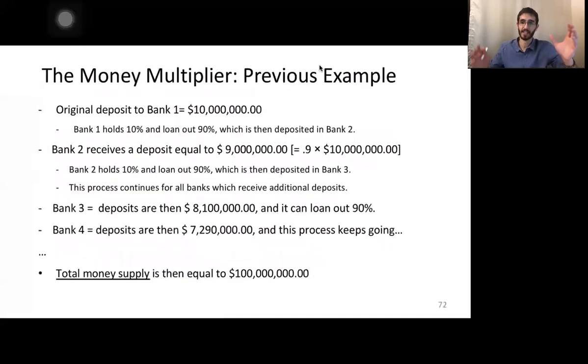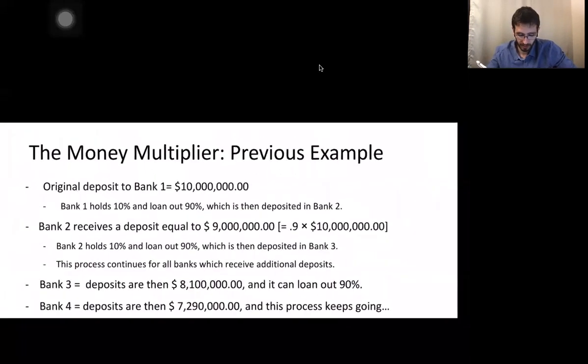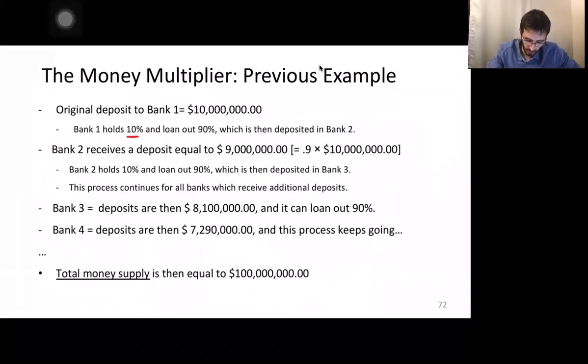Okay, so let's summarize this into maybe one slide so we can get a better idea before we move forward. Okay, so original bank deposit was $10 million to bank one. They must keep 10%, right? They must keep 10%, loan out 90%. Right? Then bank two, assuming that bank two gets all the deposit, the bank two then has to keep 10% as well, right? It can loan out 90% as well, but it must keep 10%, right?